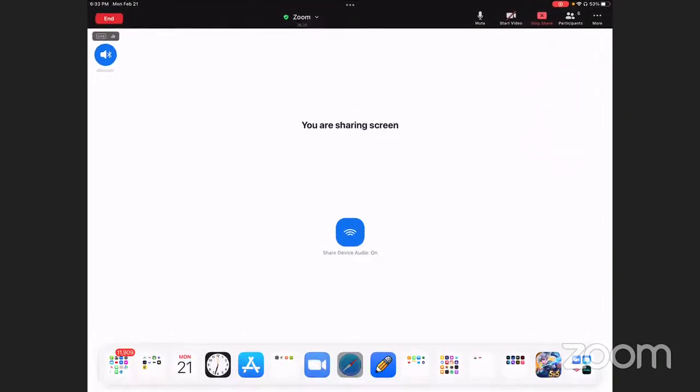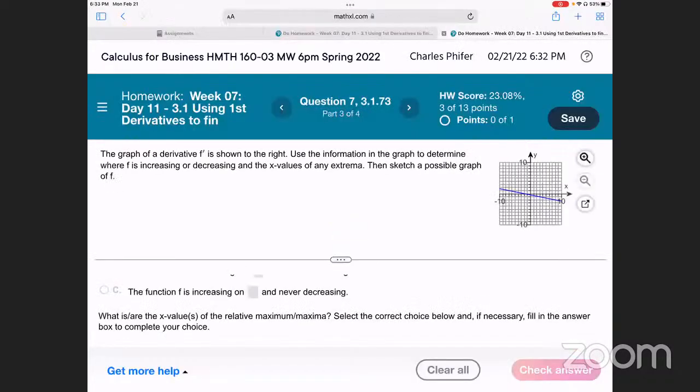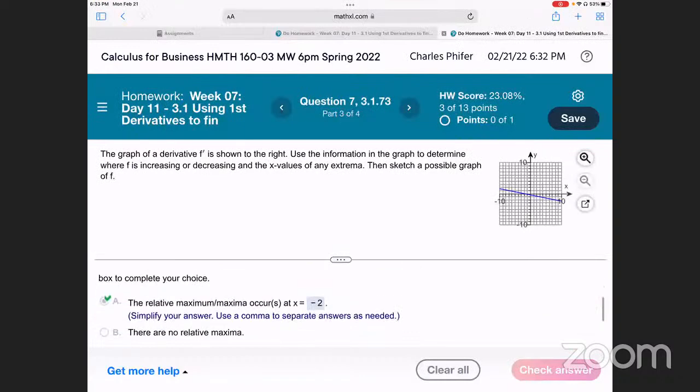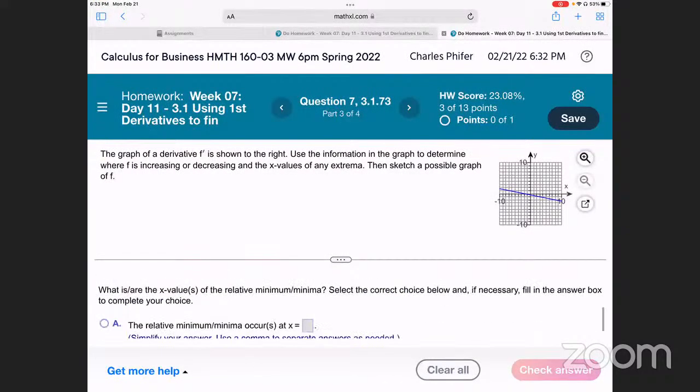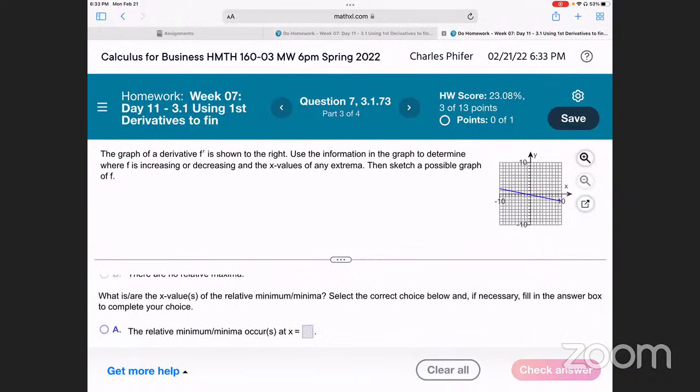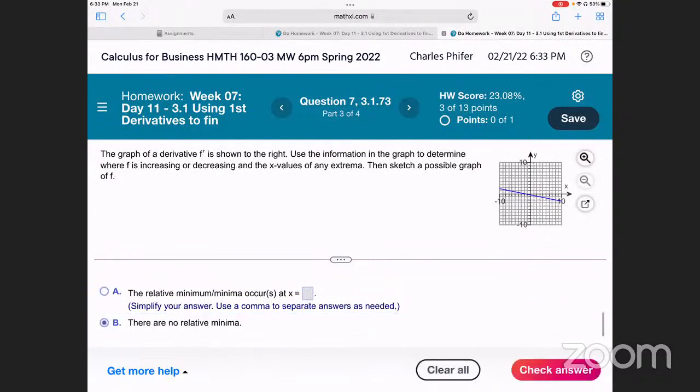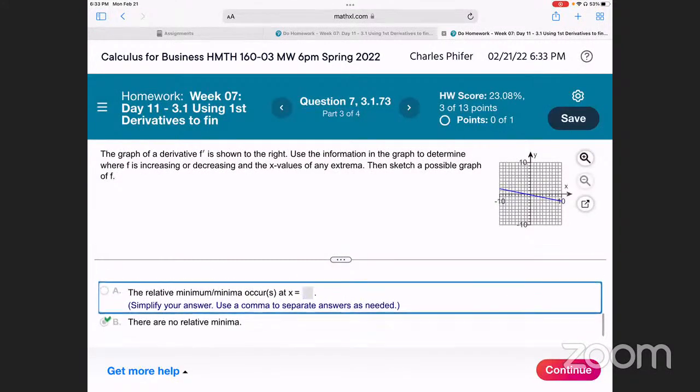Right here. We answered that one. Oh, was that it? No, that was just question 3. Minimum or minima? No, there were none. We didn't have any minima. Nice work.